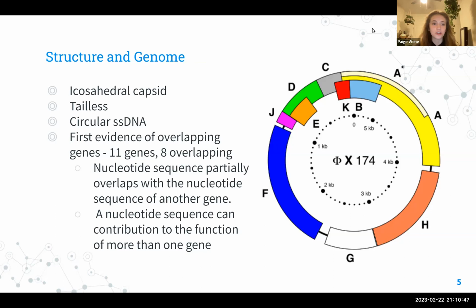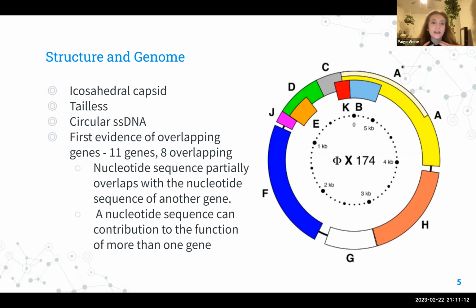So this is the structure and genome of it. It's an icosahedral capsid, and it's tailless. Most viruses and bacteriophages kind of look like that spider that goes and attaches. But as you could see from one of the previous slides, it's that capsid, capsule kind of looking thing instead of the spider looking thing. So that's what tailless is.